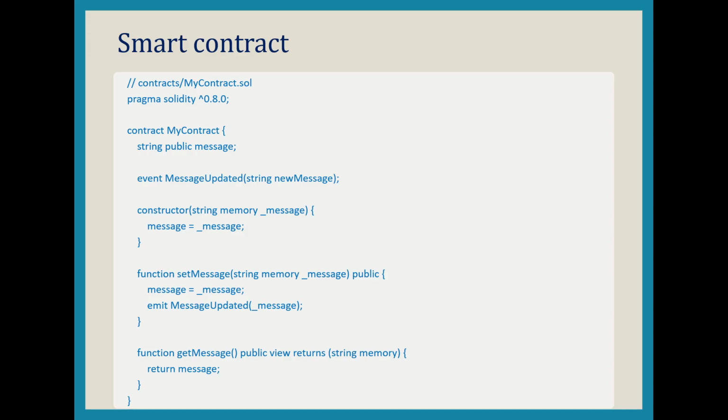And then finally, you have a function to retrieve the message. So you have a function called getMessage that returns the current value of the message state variable. It's public, right? It can be accessed from outside the contract. View indicates it does not modify the state of the contract. Returns string memory specifies that the function returns a string stored in memory. And the function body returns the current value of the message state variable.